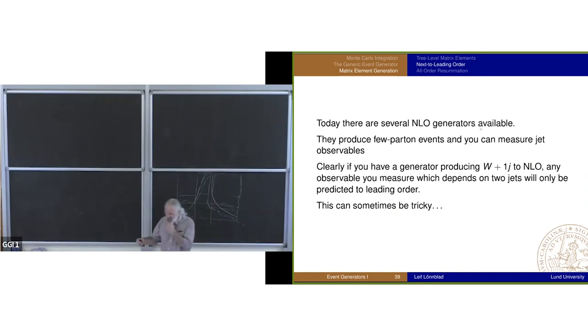So when you do this, it's important to have some things in mind. Some people say, well, I generated this to next to leading order, and this is my prediction to next to leading order. And they didn't think about what they were actually doing. Maybe they were looking at W plus one jet. So you calculate W plus one jet to next to leading order. That means you have the loop contribution for one jet and the tree level contributions for a second jet. And you think, well, what am I going to look at? I'm going to look at the delta phi between the jet and the W.